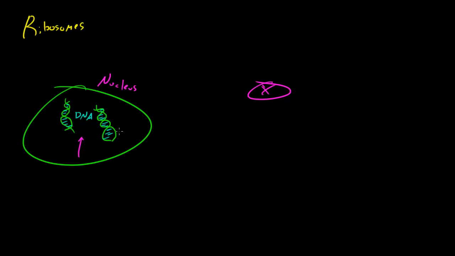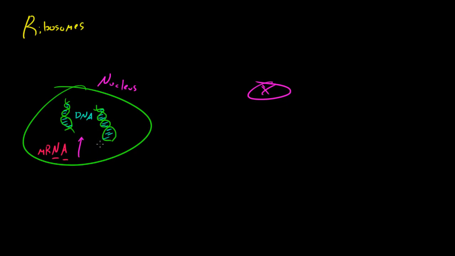Now, the way that the instructions get to the area where the proteins are made is through a molecule called mRNA. Now, of course, mRNA is the other type of nucleic acid, or one of the other types, and it stands for messenger RNA. Now, what messenger RNA is, it's basically just that.